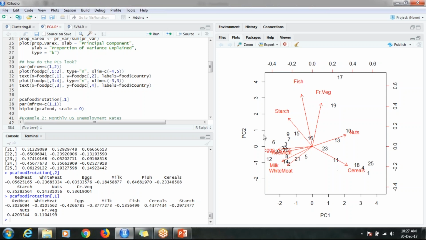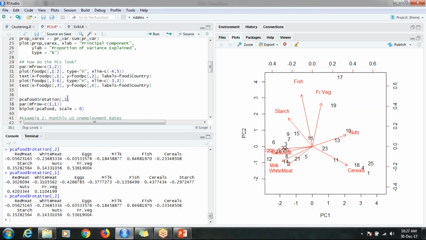Again, if I do it for PC2, which I did earlier, anything above this is positive: starch, fish, fresh vegetables, and nuts, and anything below this is negative. So on the basis of rotation of these two, I've made this plot of what I'm getting currently.